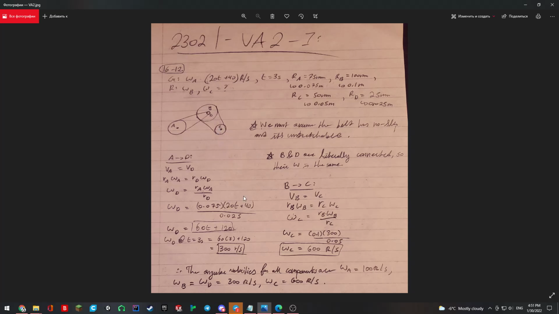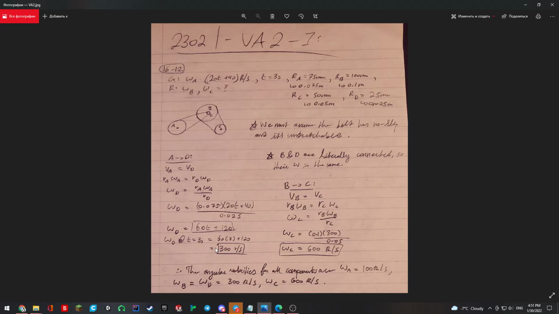First I'll find omega D. Going from A to D, the speed of A equals the speed of D, so RA omega A equals RD omega D. Then I isolate for omega D, plug everything in with the equation before time is involved, and I get omega D as an equation. Then omega D at 3 seconds becomes 300 rads per second.